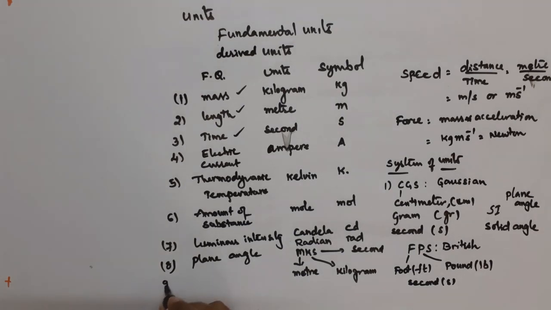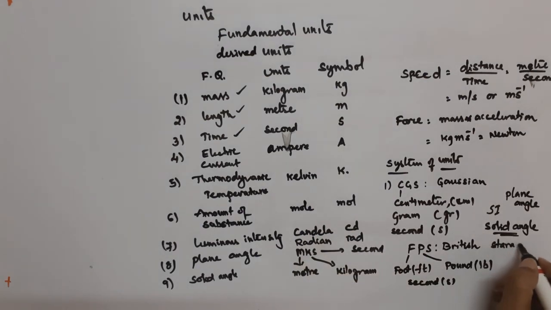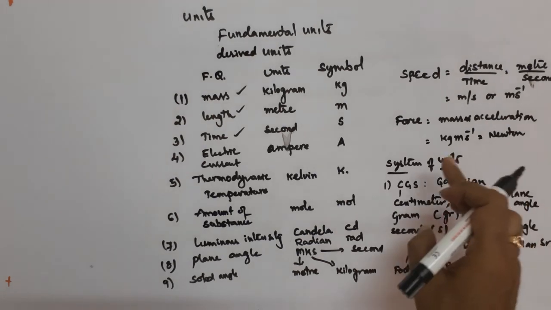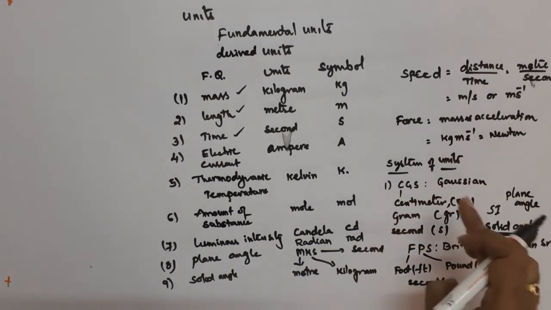And the ninth one is the solid angle. The unit for this solid angle is the steradian. The symbol is sr. Now, with this we have completed what physics is, what physical quantities are, types of physical quantities, fundamental units, derived units, and different systems of units.